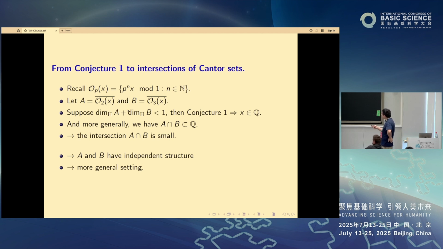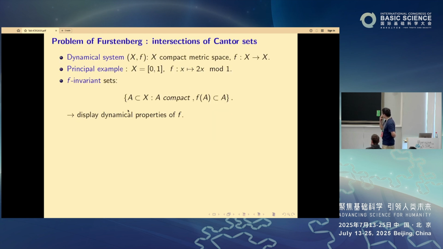So the intersection is small. The reason for this is of course because A is invariant by times 2 and B is invariant by times 3. So they have independent structure, so they should not share much structure. That's why they should be small. Actually, we can put this in a more general setting, and this is Fürstenberg's intersection problem.